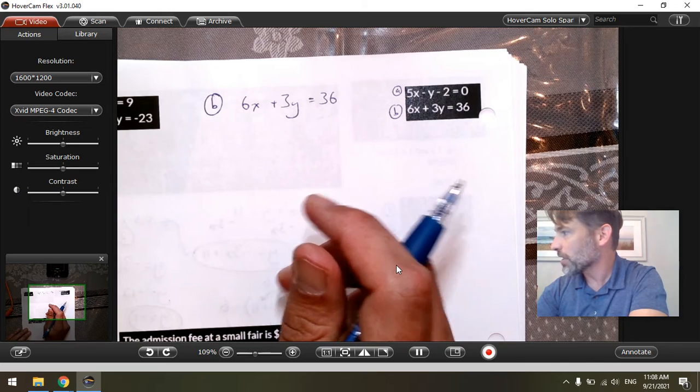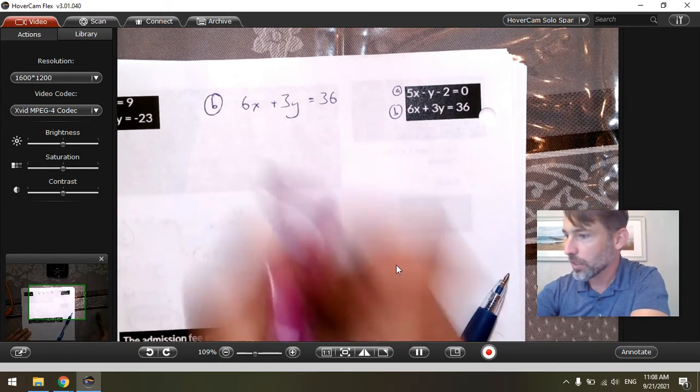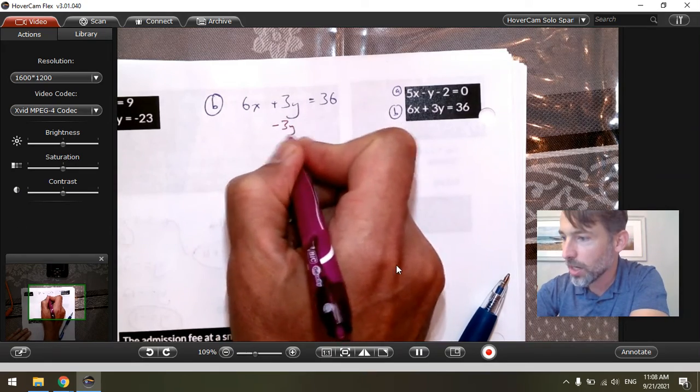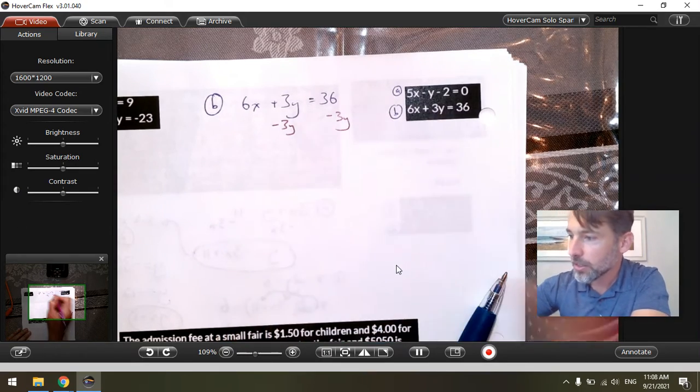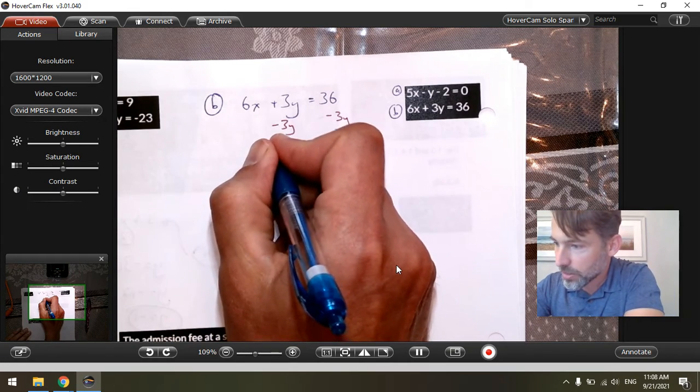Someone moved my pens. Give me my red pen, please. Thank you. Okay, so I'm going to subtract 3y from both sides. All right, that pen should stay there. I should know where it is.